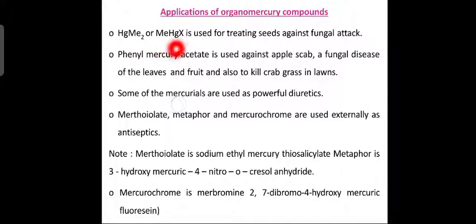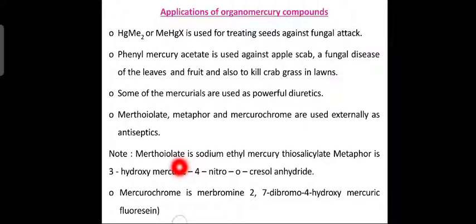Dimethyl mercury and monomethyl mercury halide, that is MeHgX, is used for treating seeds against fungal attack. Then phenyl mercury acetate is used against apple scab, a fungal disease of the leaves and fruit, and also to kill crabgrass in lawns. Then some of the mercurials are also used as powerful diuretics. Then merthiolate, metaphen and mercurochrome are used externally as antiseptics.